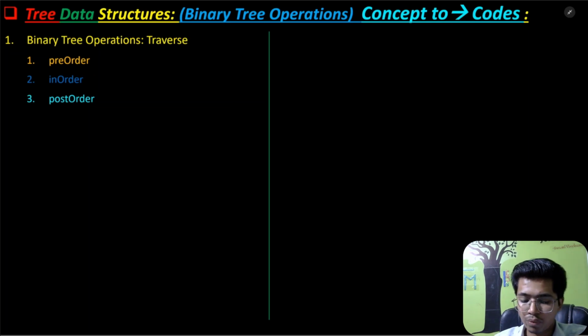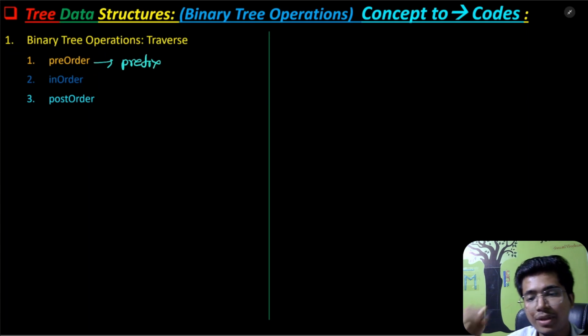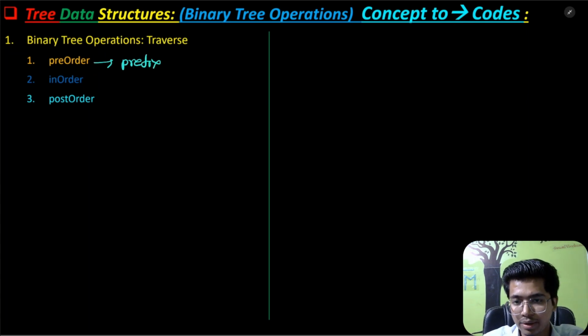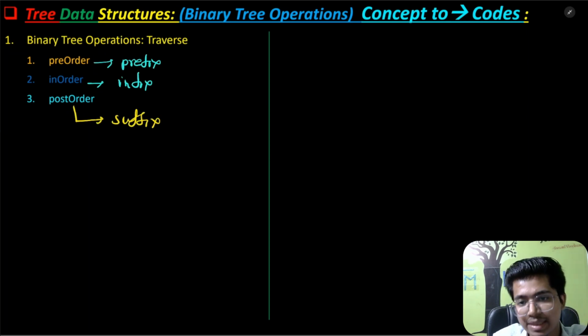Okay. So there are actually three types of traversal: pre-order traversal, post-order traversal, and in-order traversal. In other contexts, sometimes we call them prefix, infix, and suffix. So pre-order is called prefix traversal, in-order is called infix, and post-order is also called suffix. If you have studied the stack, you will know these prefix, infix, and suffix types of things.